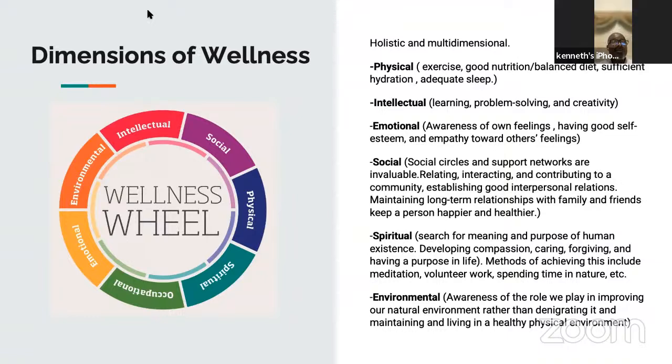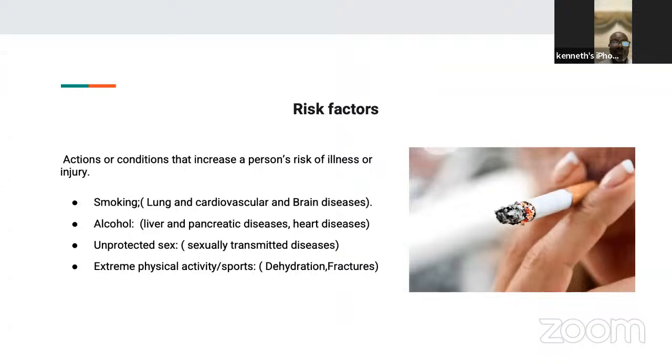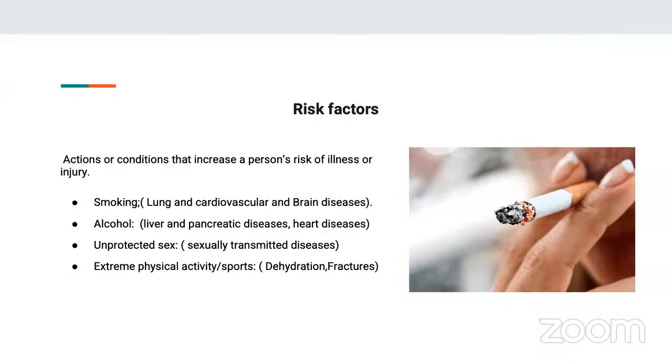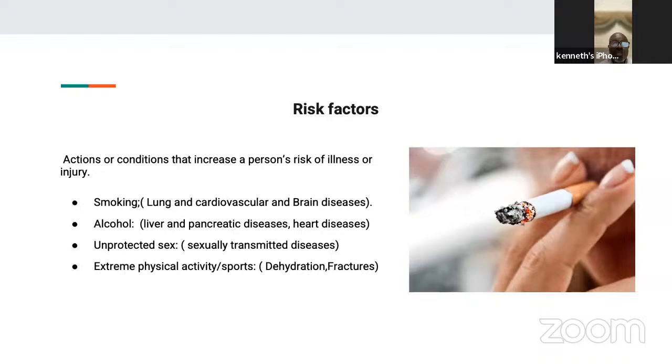I'll just move on to the next slide, please. Okay, all right. The next slide tells us about some of the risk factors that would negatively impact our health, ranging from smoking causing lung disease and heart disease, alcohol causing liver disease, engaging in unprotected sexual activities, increasing our risk for sexually transmitted disease, and extreme physical sports, especially on a hot day, ranging from dehydration to injuries like muscle injuries or fractures of bones. These are things that we need to consider as factors that could affect our state of well-being or health. Next slide, please.